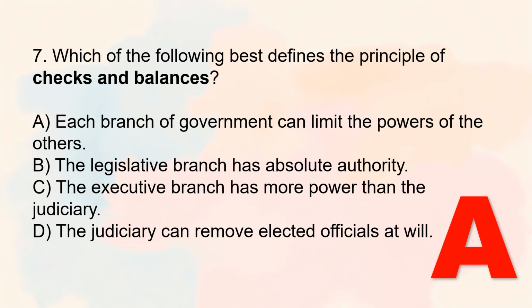For letter B, the legislative branch has absolute authority is incorrect, as no single branch should have unchecked power in a democracy. Letter C, executive branch has more power than the judiciary, is incorrect, as all branches should have equal authority with checks and balances. Now, for letter D, the judiciary can remove elected officials at will is incorrect, as removal of officials follows due process and legal proceedings, not at will. So letter A is the best answer.